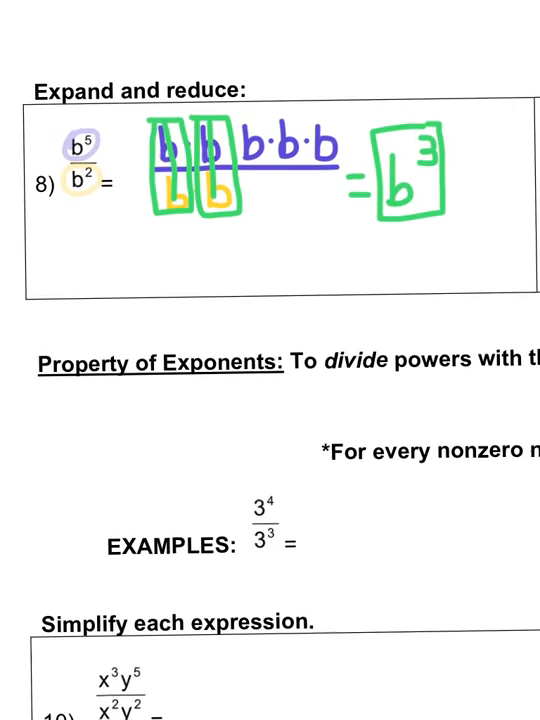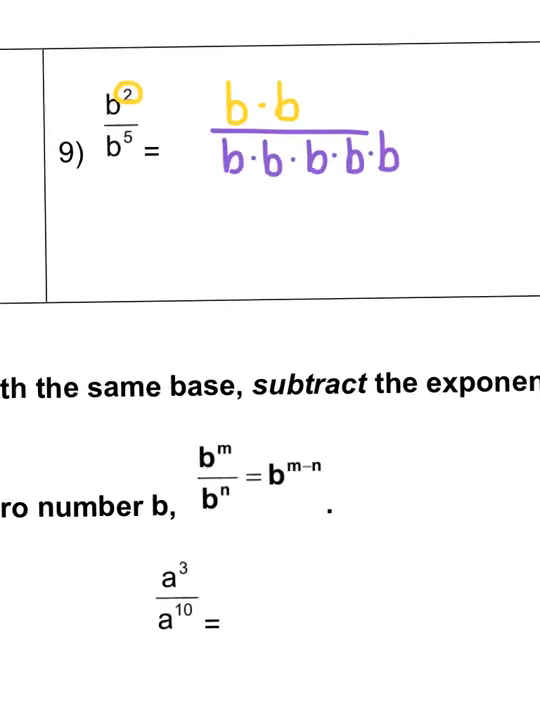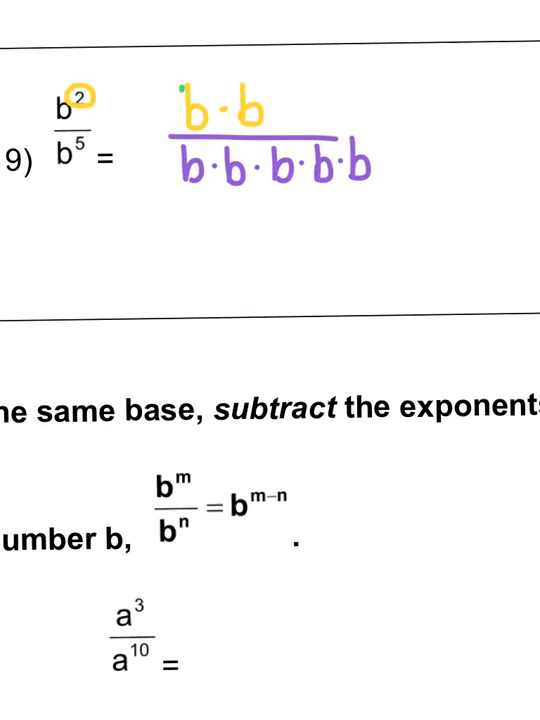Let's look at number 9. We expand it. This becomes a 1. This becomes a 1. And notice, it seems like there's nothing left in the numerator. Well, don't forget, they canceled out to 1. So this would be 1 over b to the 3rd power.